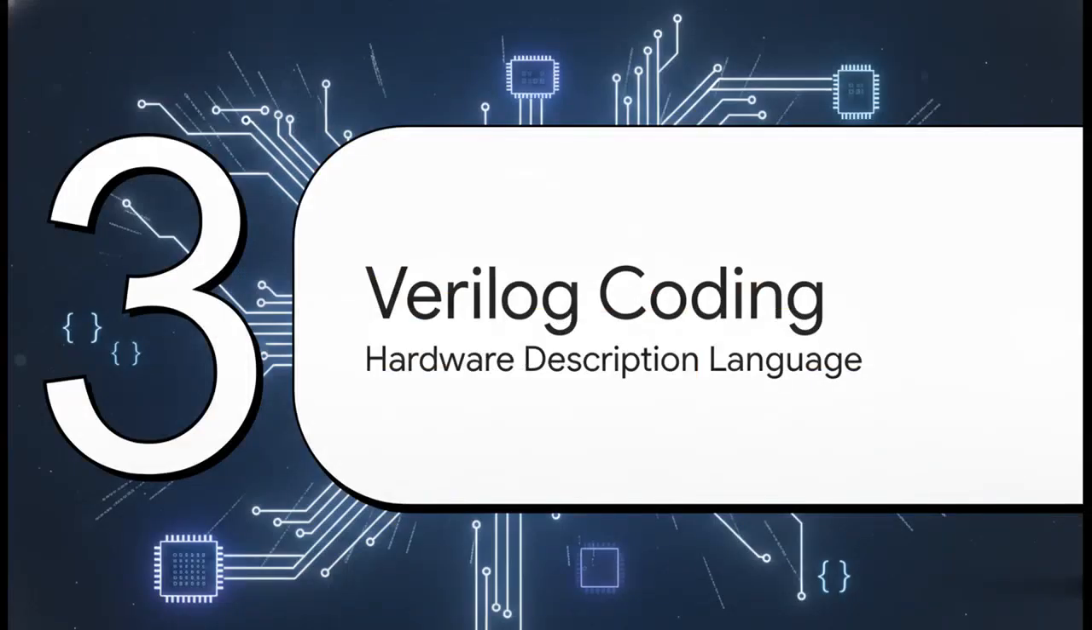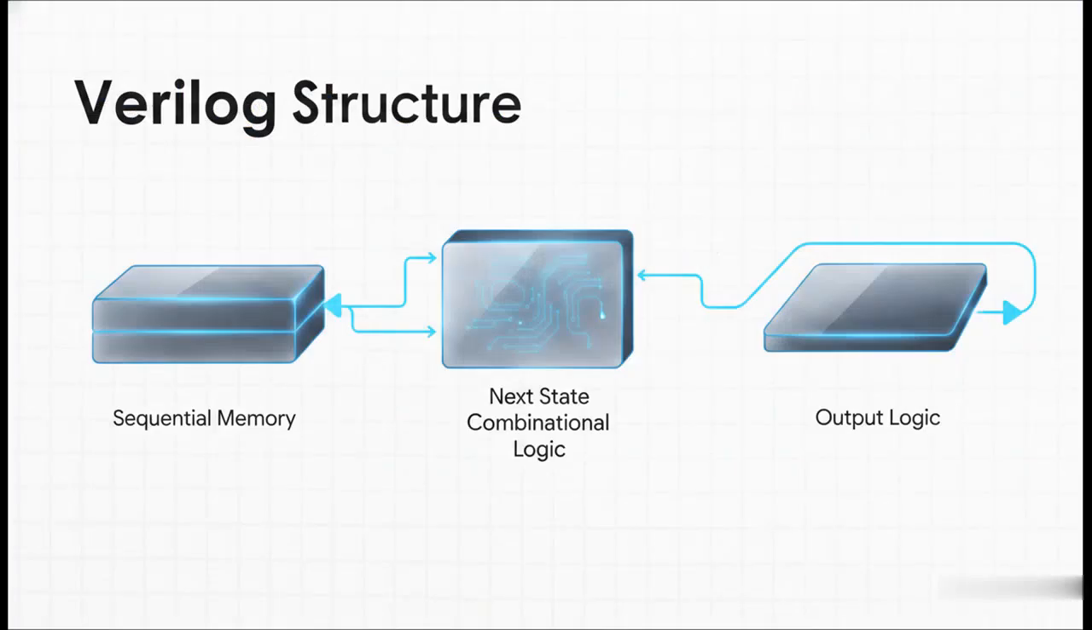Section 3, writing the Verilog code. So now we're taking that awesome visual map and translating it into code that a computer can actually synthesize into silicon. I know hardware code can look a bit dense at first glance, but really, don't let it overwhelm you. Our Verilog code is logically broken down into 3 main structural blocks that perfectly mirror the theory we just talked about. First, sequential memory. Second, next state combinational logic.